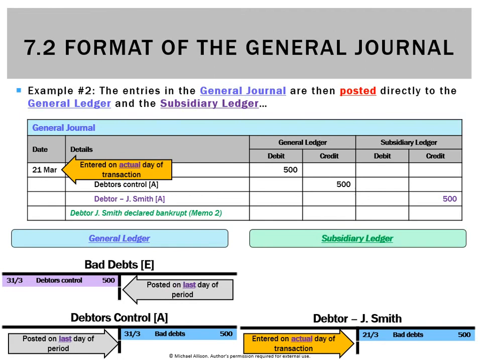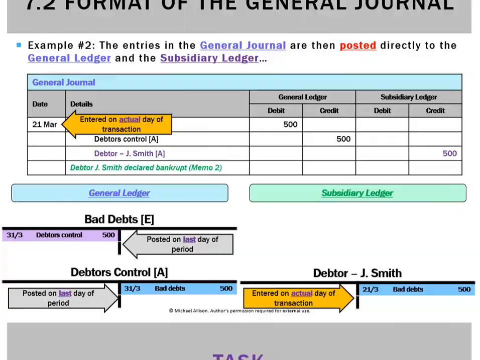Smith. Looking at the dates, in the general journal, always the actual date, just like in the subsidiary ledger. You can see in J. Smith's ledger there, it's on the 21st. But in the general ledger, we always enter transactions on the last day of the period.